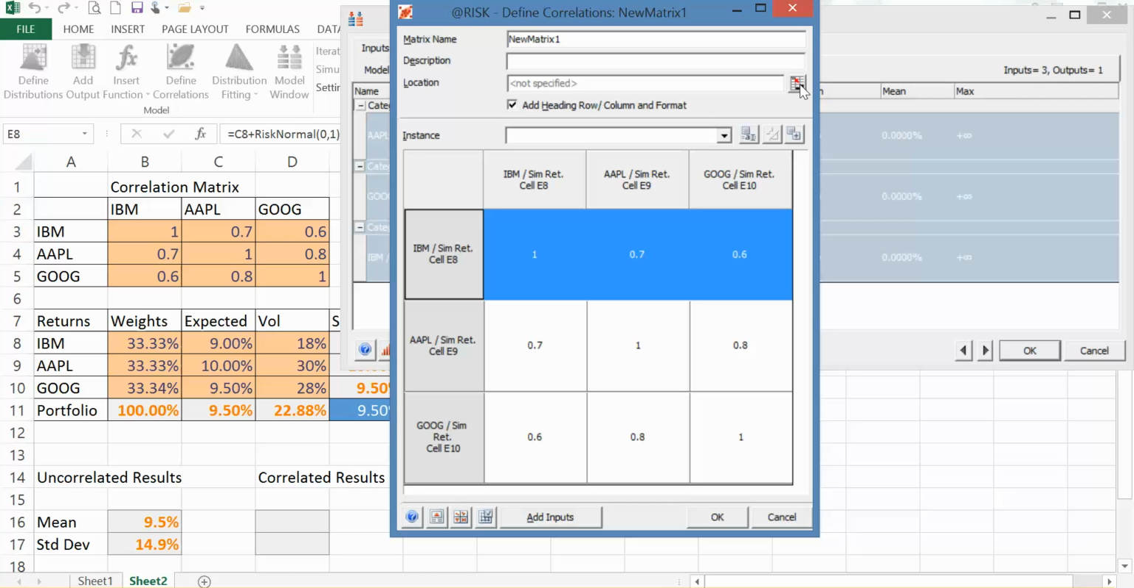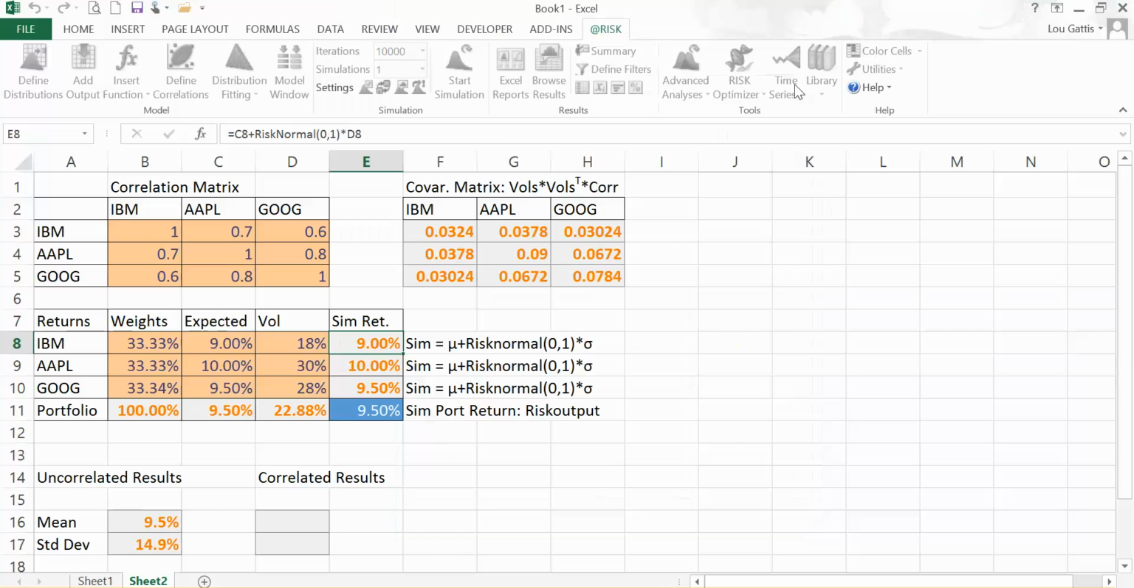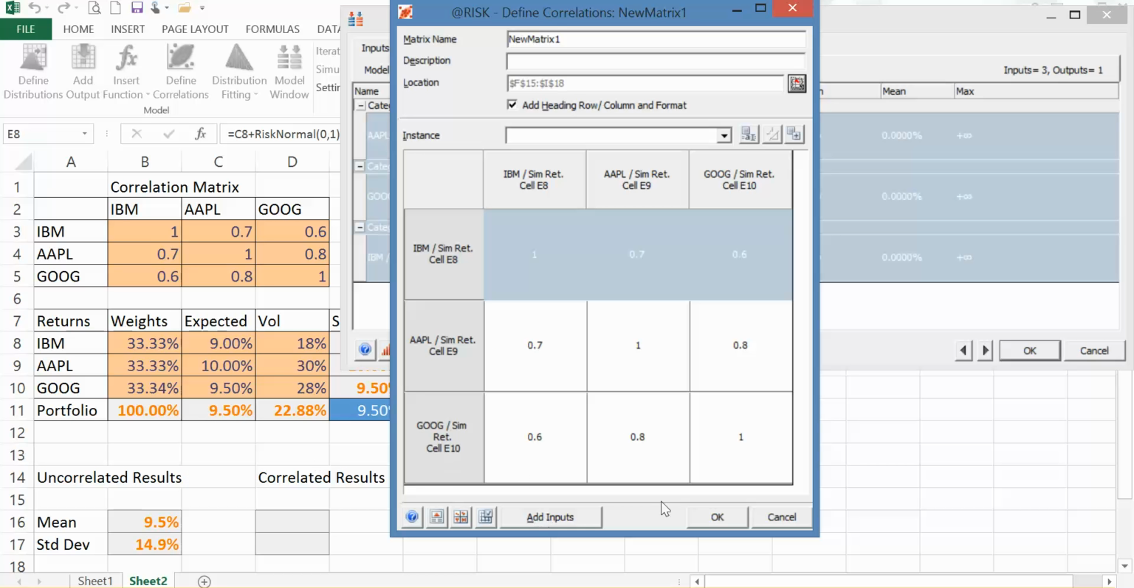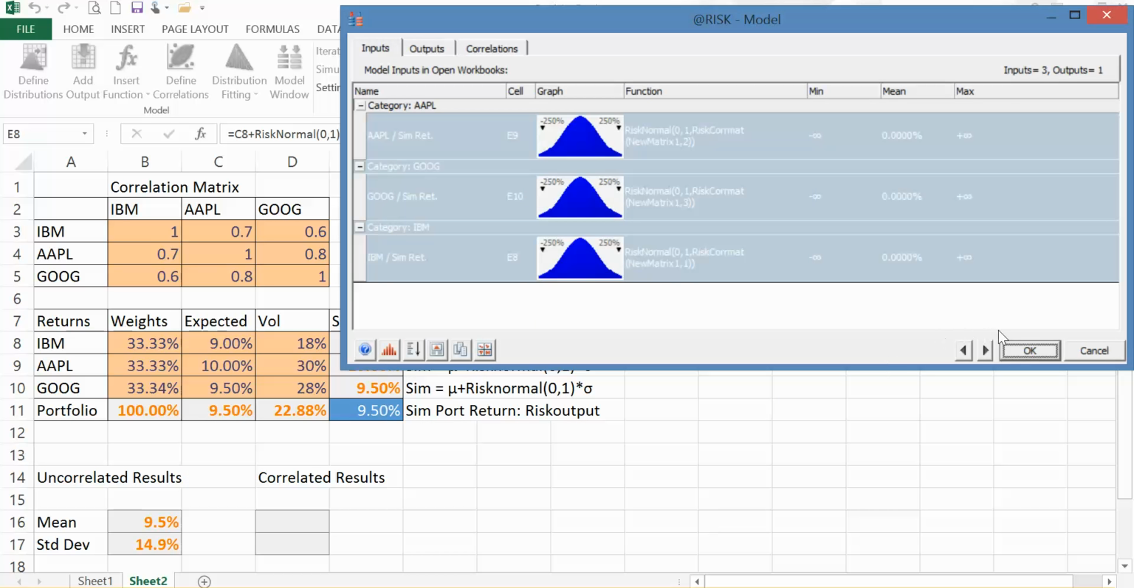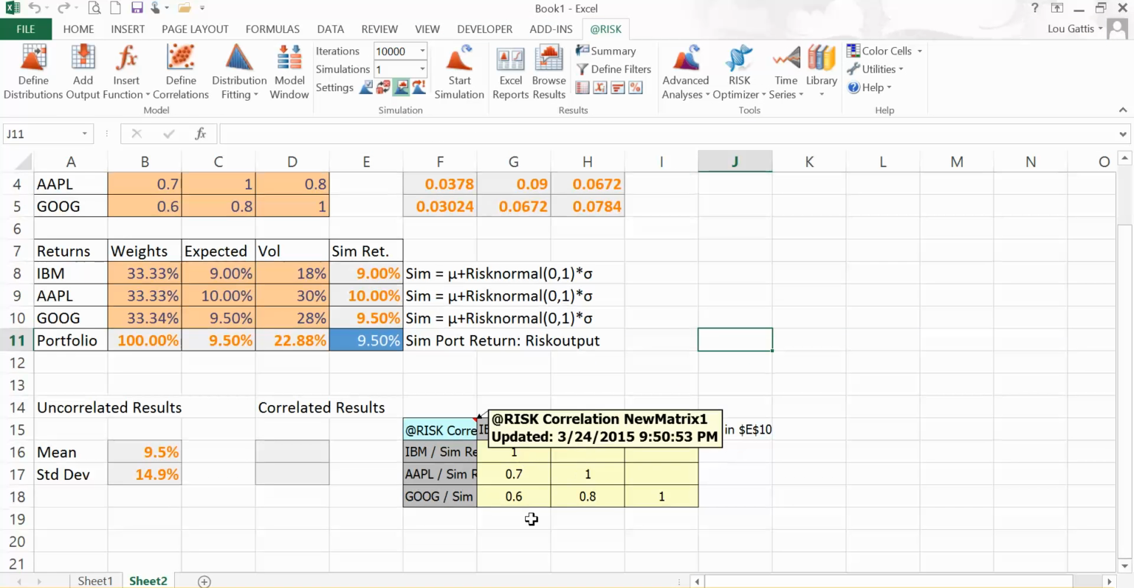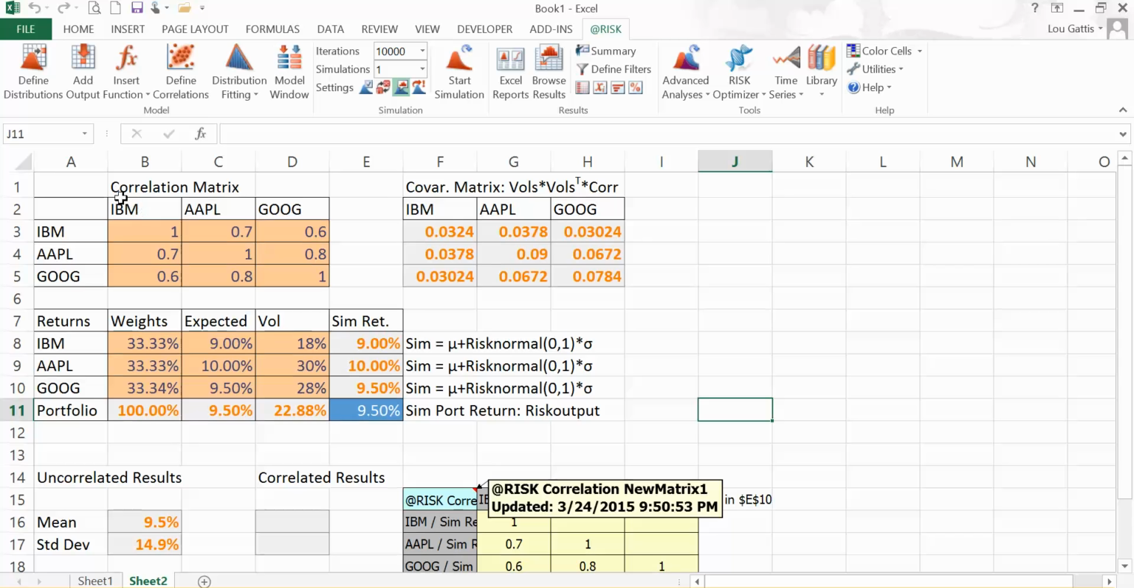Now for @Risk to use it, I need to make it a location. So I'm going to click on that, and I'll just paste it down here. And hit OK. And hit OK. And hit OK. This is the actual correlation matrix @Risk is going to use. You can see it looks just like the one up here.